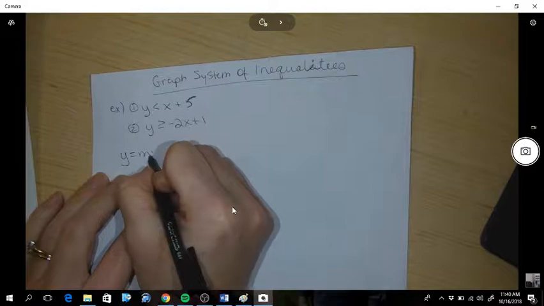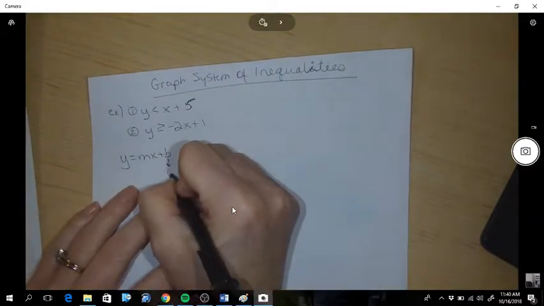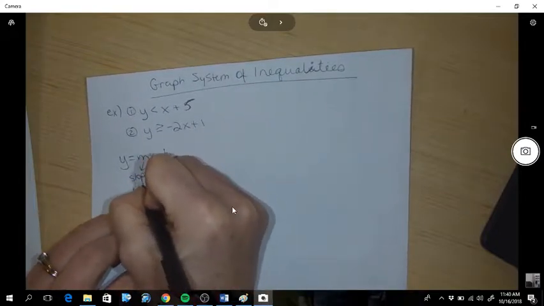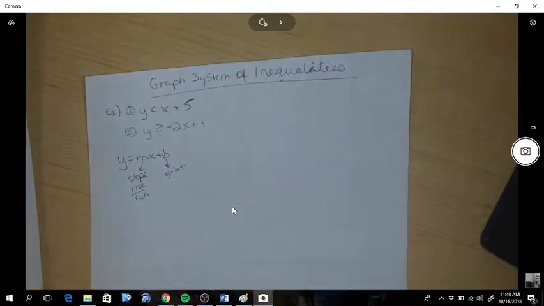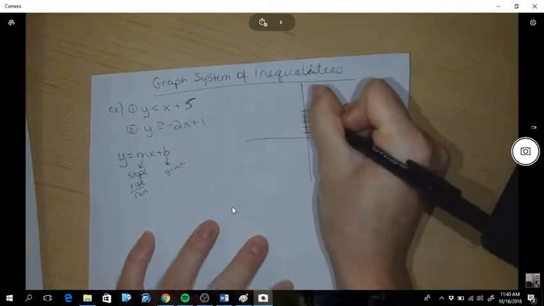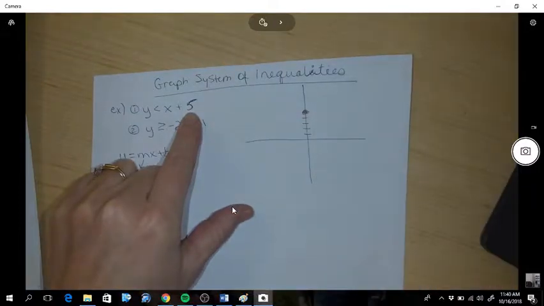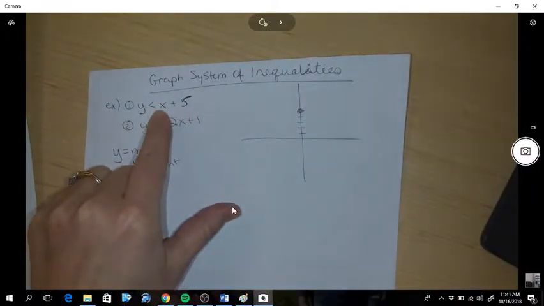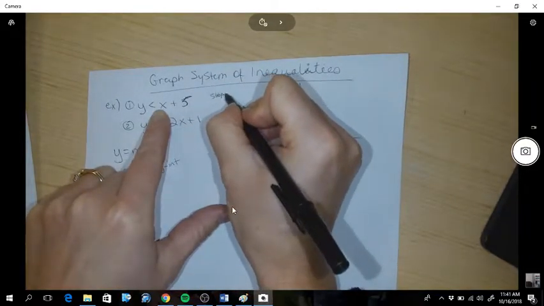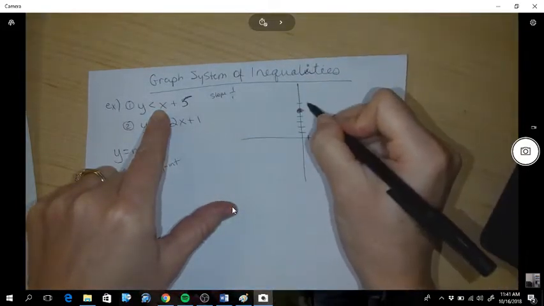Okay, in grade 10 you learned y equals mx plus b was slope-intercept, where b was your y-intercept and m is your slope, which would be your rise over run. Okay, so 1, 2, 3, 4, 5 is my y-intercept, where I start. Then what is the coefficient of the x? A 1. So really the slope is 1 over 1. So I'm going to go up 1 over 1.